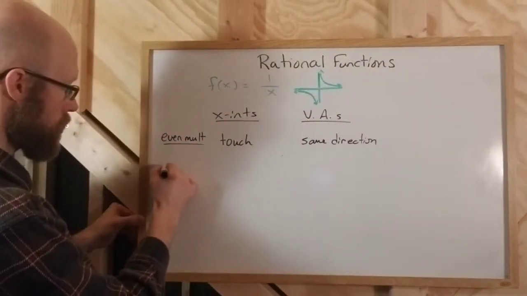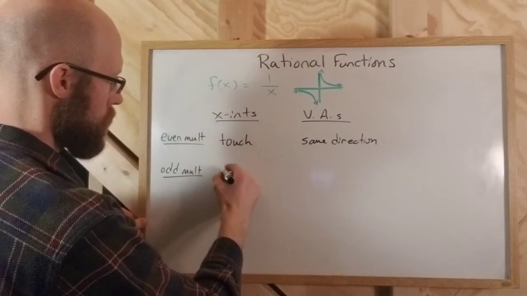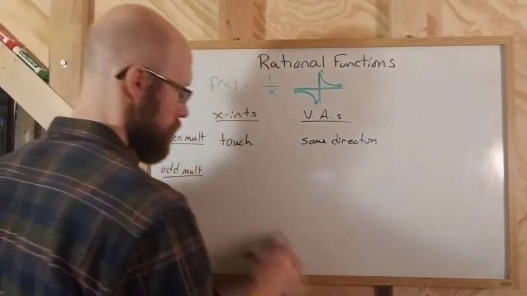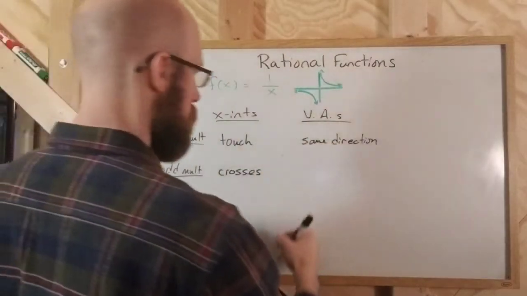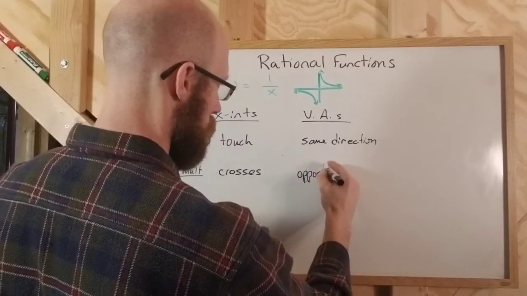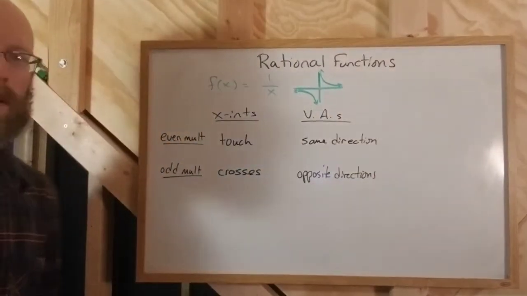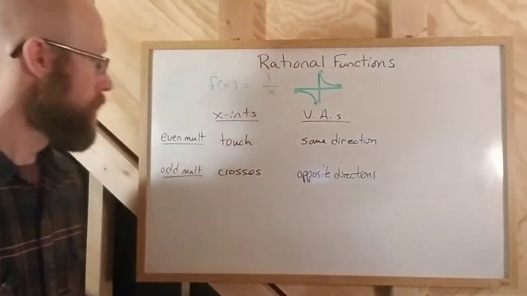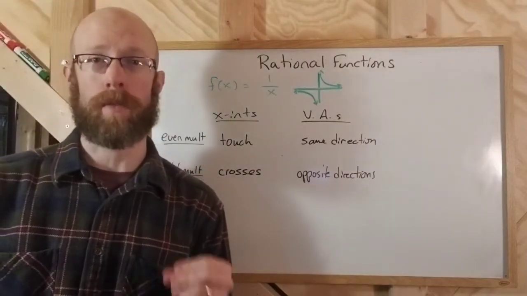If you have an odd multiplicity on that factor, then on the x-intercept, it's going to go through the x-axis, or it's going to cross. I guess crossing is the word we used in the past. And the graph will go in opposite directions for a vertical asymptote. Okay, so one will go up, one will go down, or the other way around, up, down. Okay, so the multiplicity on those factors is going to be very important, the exponent on those factors.